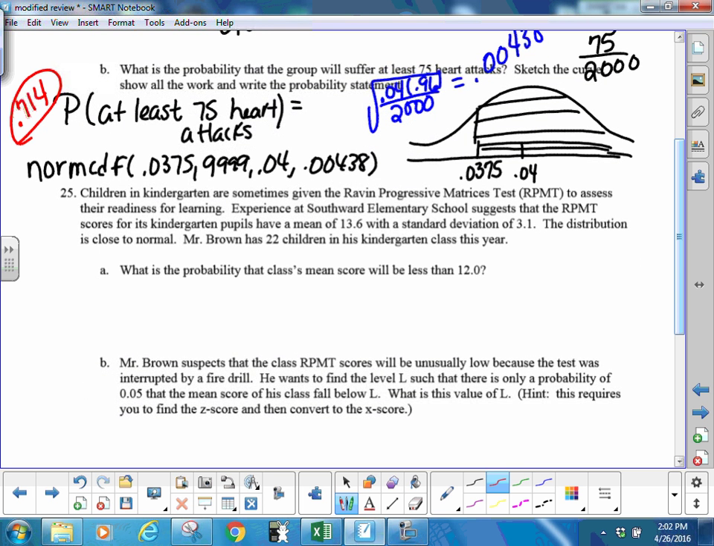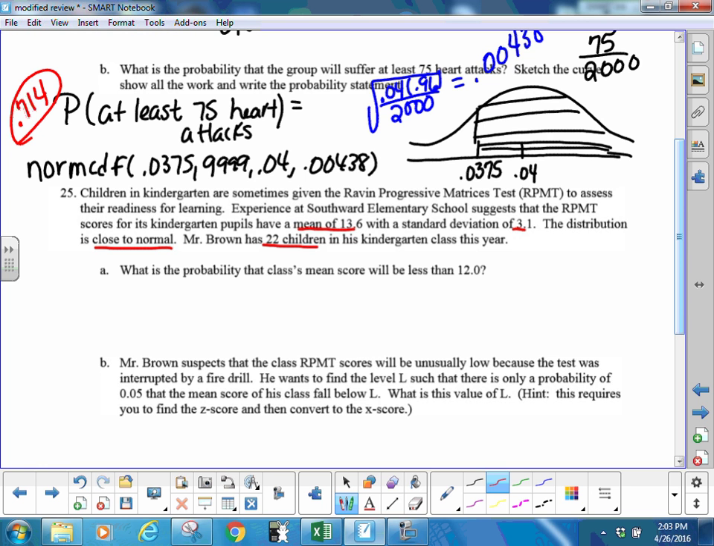We're going to talk a little bit about 25, and then we're going to stop, and I'll let you finish 25, 26, and 27. Children in kindergarten are sometimes given this matrix test to assess their readiness for learning. It has a mean of 13.6 and a standard deviation of 3.1. We're going to say it's approximately normal, and there are 22 children. They had to say it was approximately normal because according to the central limit theorem, what number were we looking for? 30, and since it wasn't 30, they had to tell us something.